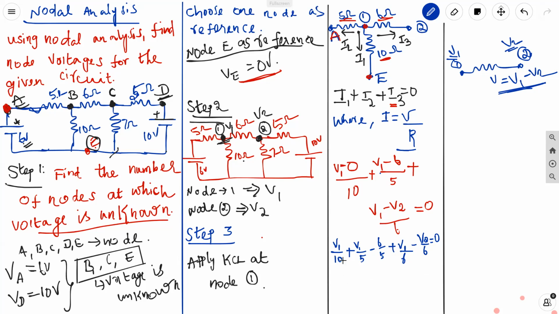Now simplify this expression and write the equation in terms of V1, V2 equal to a constant term. First, get the V1 coefficient. There are three V1 terms: 1 by 10 plus 1 by 5 plus 1 by 6. Find the first V1 term. Tell me now.